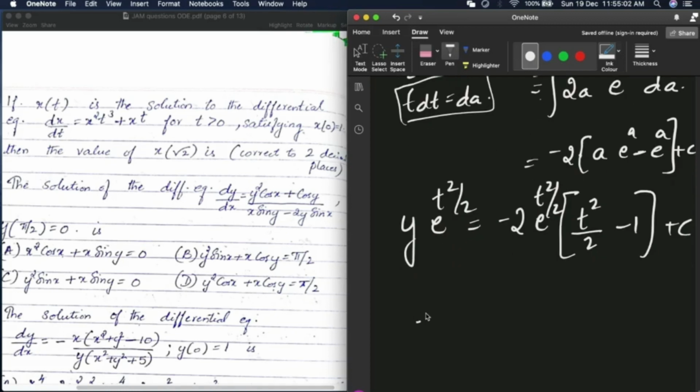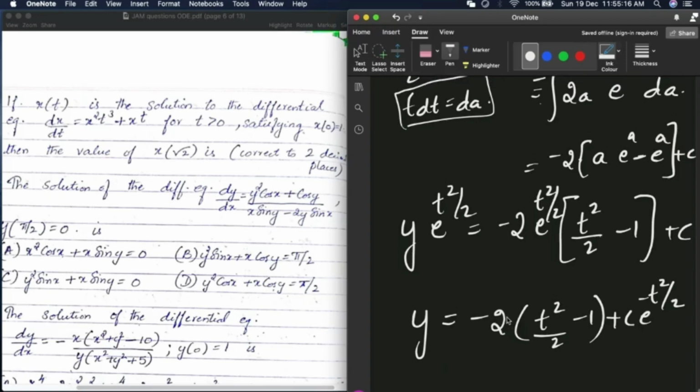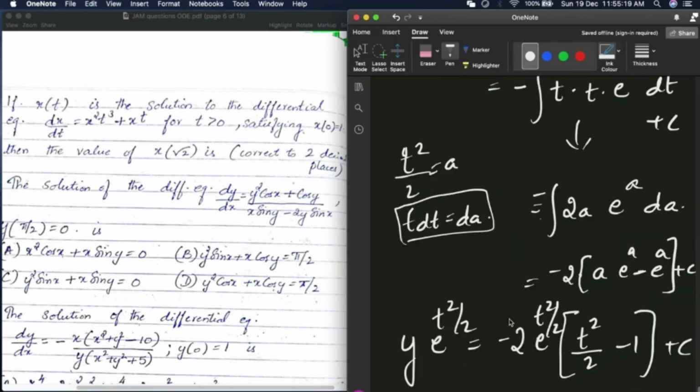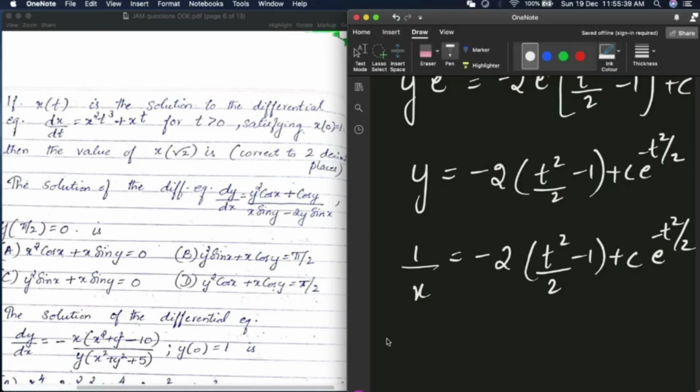So I can write this as y is equal to minus 2. So y is what you have substituted. What was y? Y was 1 by x, right? What's the answer that is coming? It's the value of root 2. X of root 2 is your question, so put t is equal to root 2 and solve.